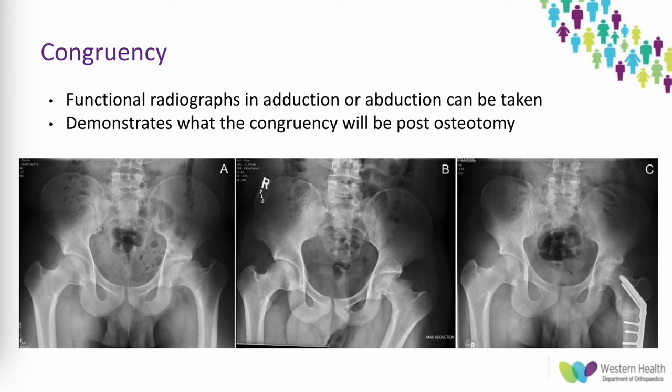Another thing you can look at is the congruency of the hip joint. So this can be looked at by performing functional radiographs in adduction or abduction, and this then demonstrates what the congruency will be like post-osteotomy.